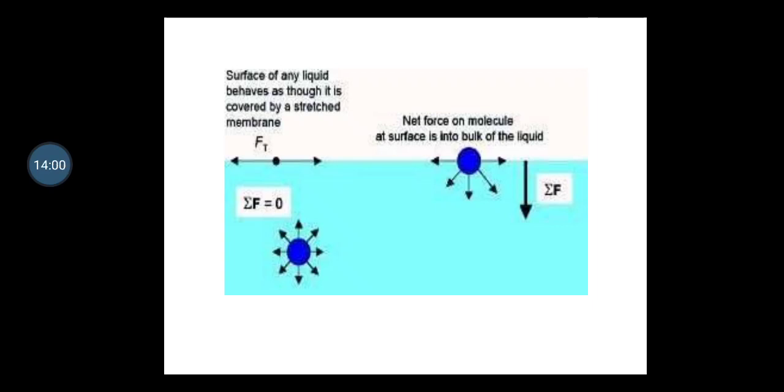The surface of any liquid behaves as though it is covered by a stretched membrane, so it is denoted by summation F is equal to 0, where you can see it is only because of this adhesive force that molecules get attracted downwards, or you can say pulled down.